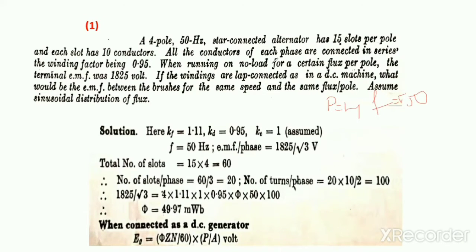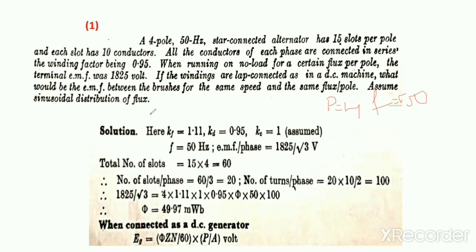When running on no load for a certain flux per pole, the terminal EMF is 1825 volts. If the windings are lap connected as in the DC machine, what would be the EMF between the brushes for the same speed and the same flux per pole? Assume sinusoidal distribution of the flux.